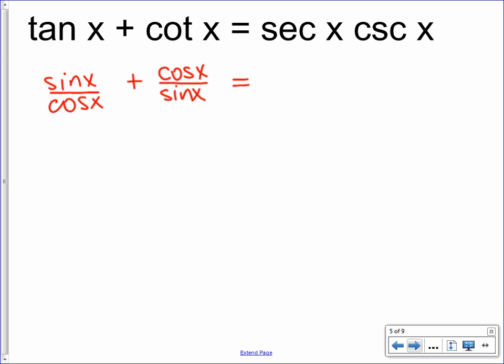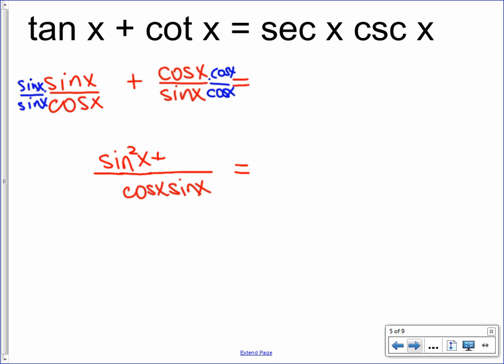Okay. We're adding 2 fractions. Common denominator. Okay. So I'm going to multiply this fraction by sine over sine, and this fraction by cosine over cosine. Okay, so now we have a common denominator of sine times cosine, right? This first numerator is sine squared, plus the second numerator is cosine squared.